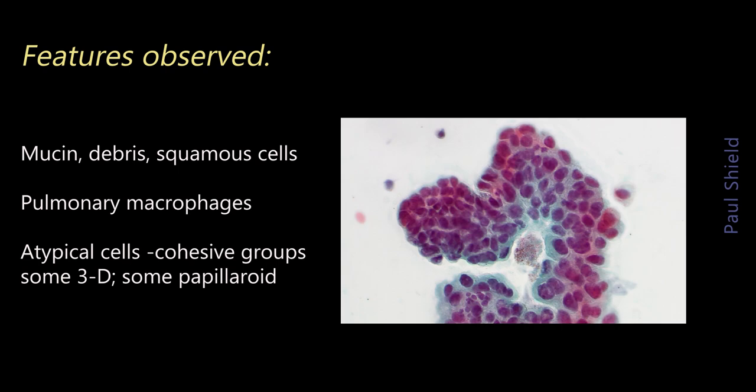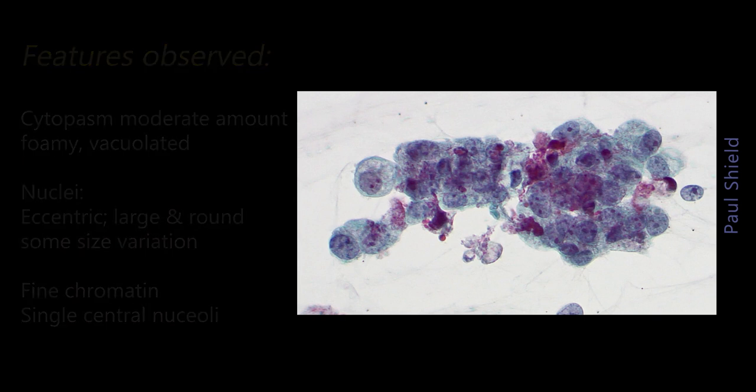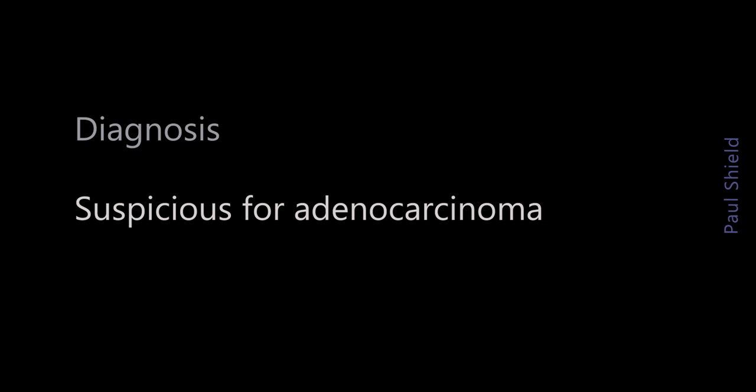But they didn't really have a fibrovascular core. They seemed to show peripheral palisading of cells in the group. The cells had fairly abundant foamy or vacuolated cytoplasm, and the nuclei were eccentrically placed and round, usually with some moderate size variation in the groups. Nuclei were mostly hyperchromatic, but showed fairly fine chromatin where they were well preserved and prominent nucleoli. So this was considered suspicious for adenocarcinoma.